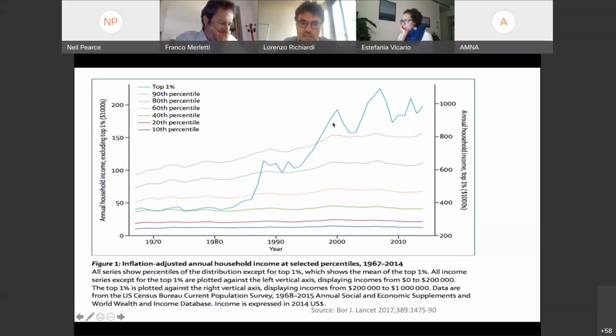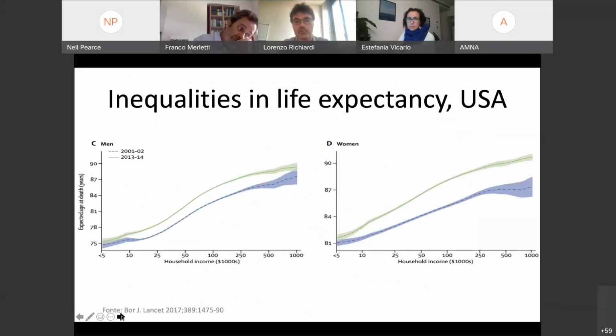And the pale blue line is using a different scale on the right side. It is the increase in income for the top 1% of the population in the United States, which went from 400,000 to 1 million in 30 years. So a huge increase in income. And this has an impact on the health of the population.